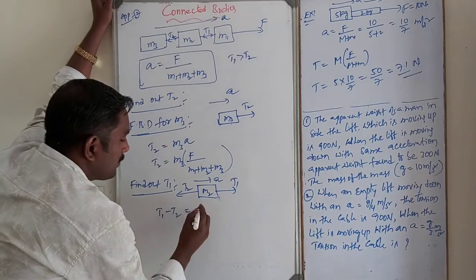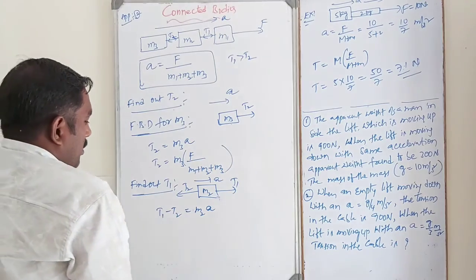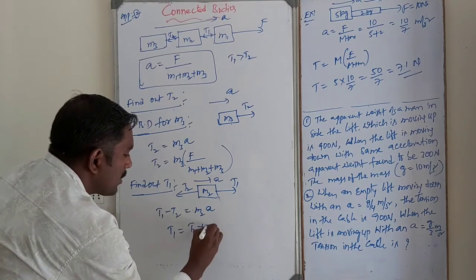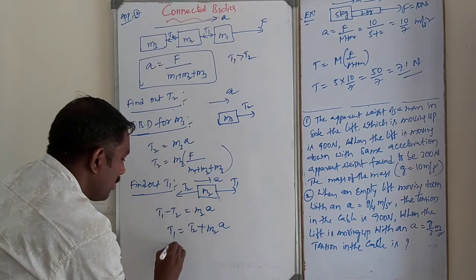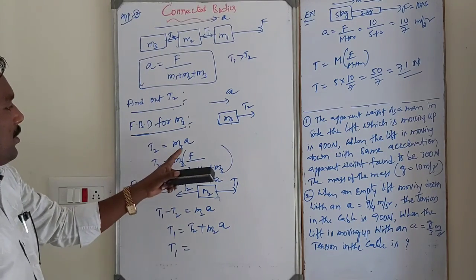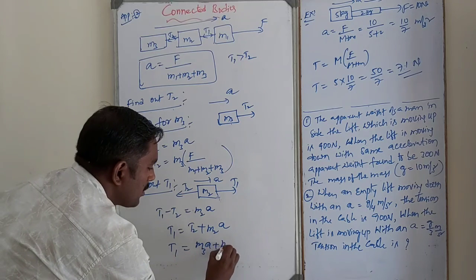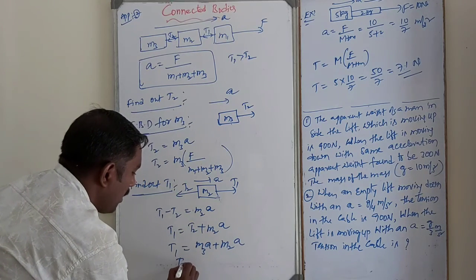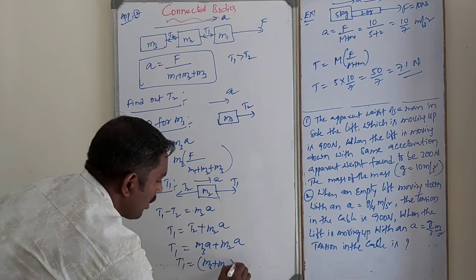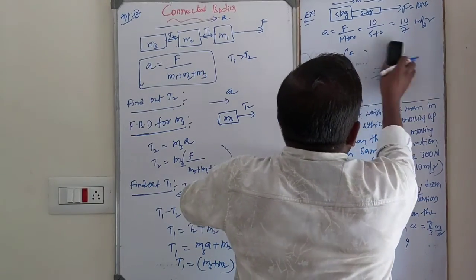M2A. Find out T1. So T1 is equal to what? T2 plus M2A. What is the value of T2? T2 is equal to M3A. M3A plus M2A. So common, T1 is equal to M3 plus M2 into A. So finally T1 is equal to what?